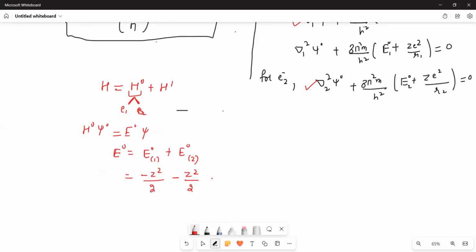So what is the energy for the unperturbed system? It is minus Z square. So for this part we have found the energy. You will have to write the direct result. This is the energy for the hydrogen atom, minus Z square by 2. Okay.